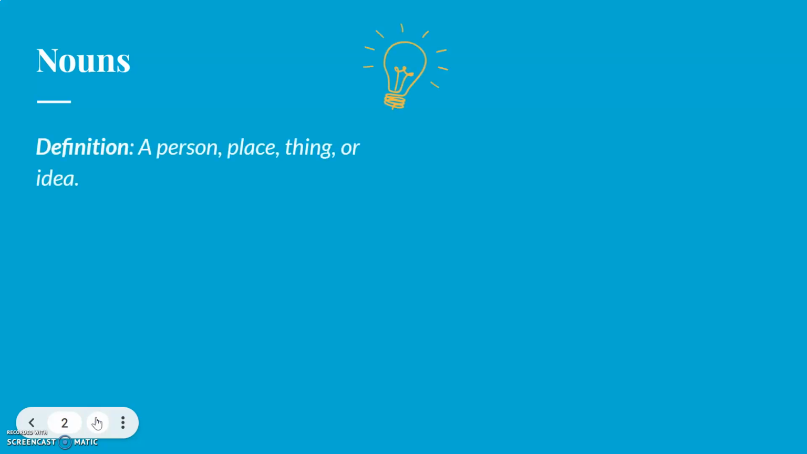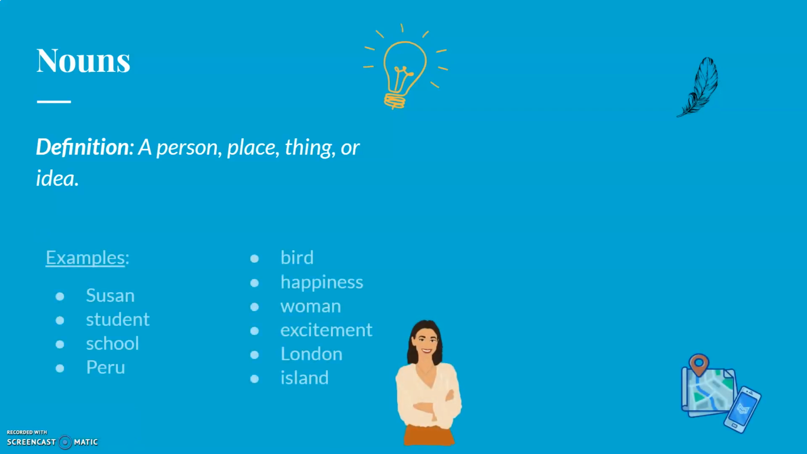Nouns are a person, place, thing, or idea. Now, that idea part can often be a little confusing for some people, but don't worry, you'll get the hang of it. Here are some examples. Susan, students, school, Peru, bird, happiness, woman, excitement, London, island. Happiness and excitement, there's that idea noun that I was talking about.